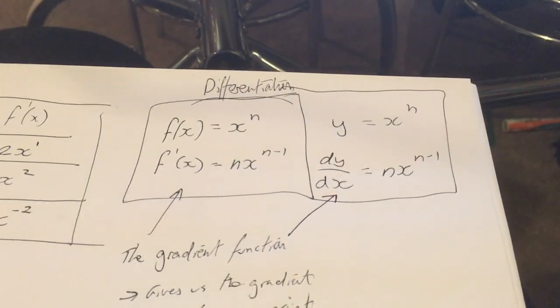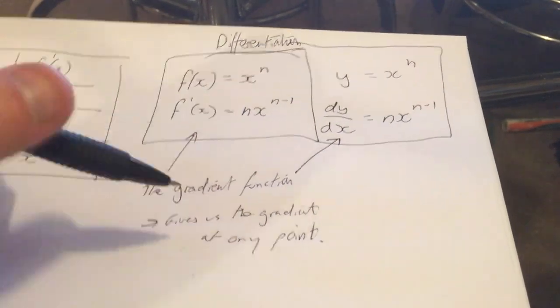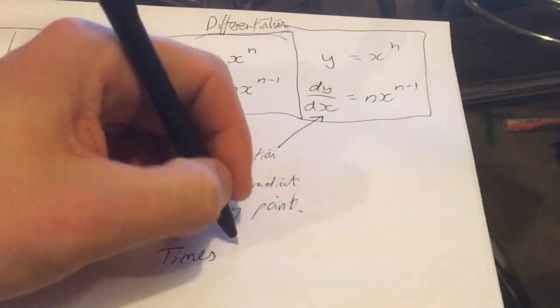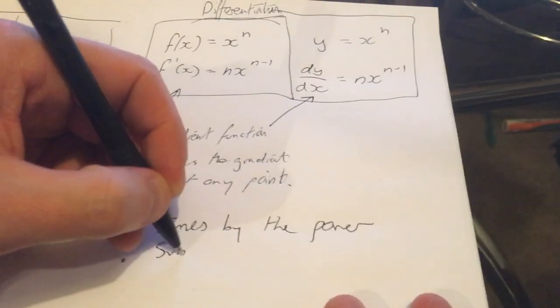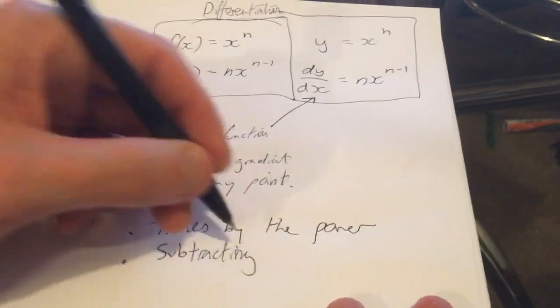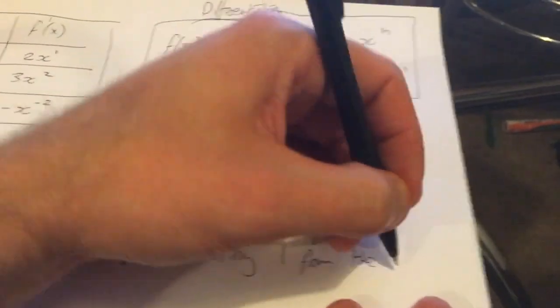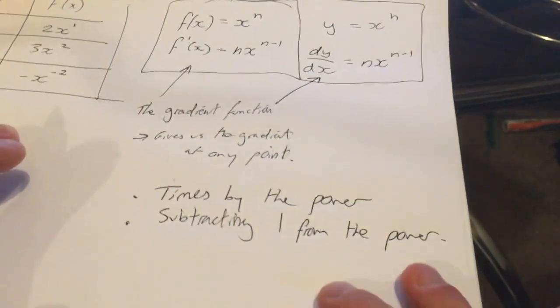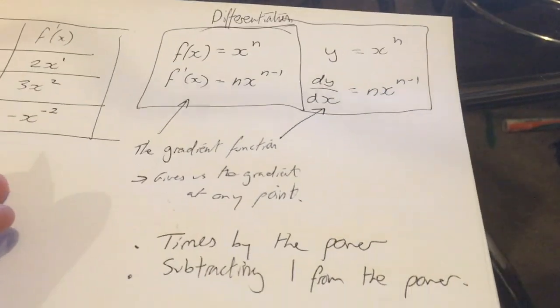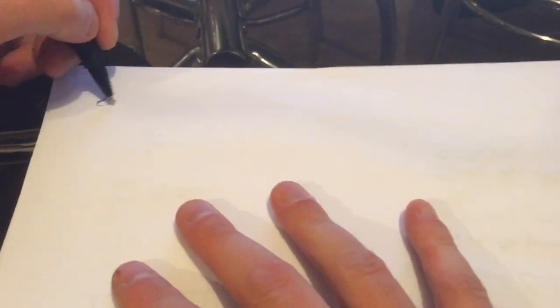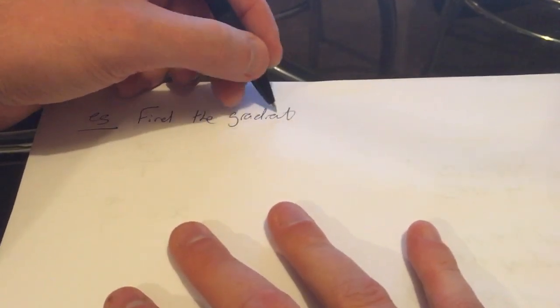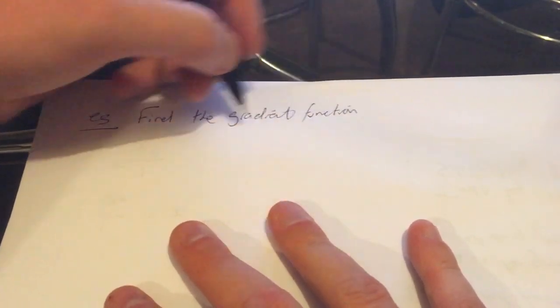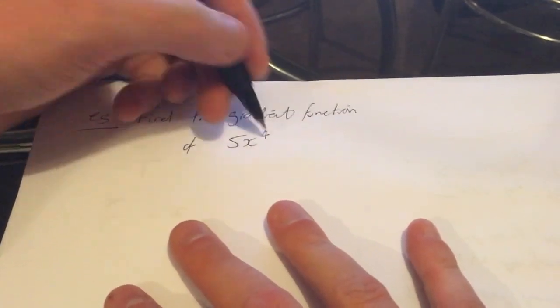Right, so in words, what we're doing is we're timesing by the power. And then we're subtracting 1 from the power. So for some examples of this, we're going to try some now. For example, find the gradient function of 5x to the power 4.